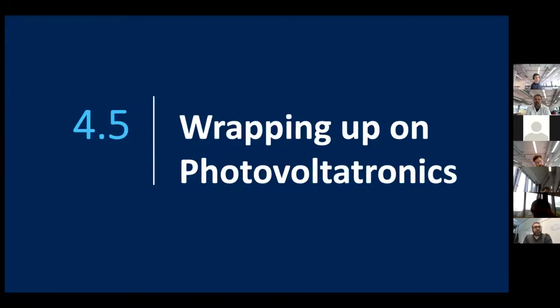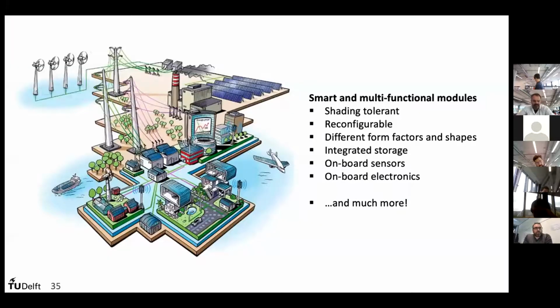So let me wrap up this photovoltaics discussion, and I will use the same image as I was showing at the beginning. Now try to put smart and multifunctional modules onto this image. We have seen that we can face shading issues with shade tolerant, for instance reconfigurable, modules. We can make the module nicer using different shapes and forms for the solar cell. We can also integrate storage as well as sensors and electronics, and many more ideas are already in our minds, and I believe they will pop up in your mind too.